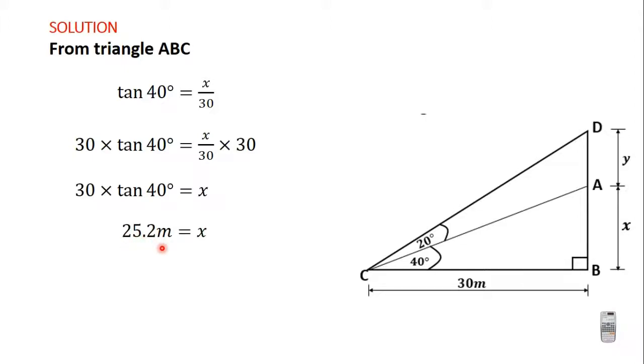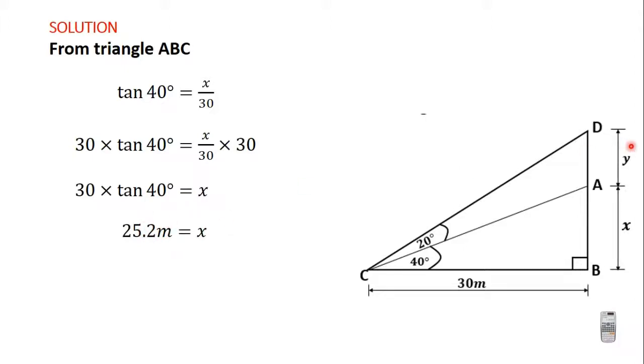I explained how to correct a number to a given significant figure in the videos on approximations. And I also explained how to use your calculator to do that. So if you watch that video, you know how to correct a number to a given significant figure. So 30 times tan 40 corrected to 3 significant figures is 25.2 meters. So x is 25.2 meters.